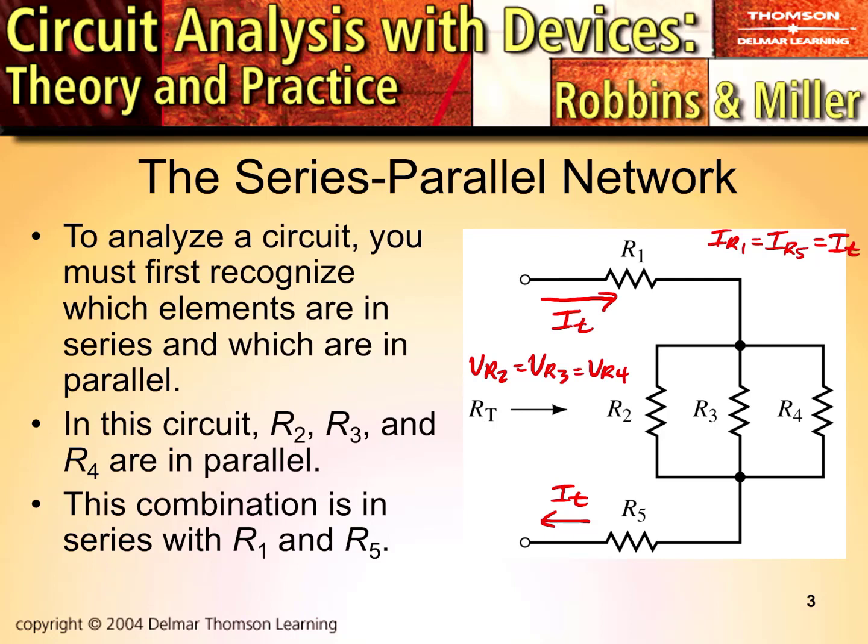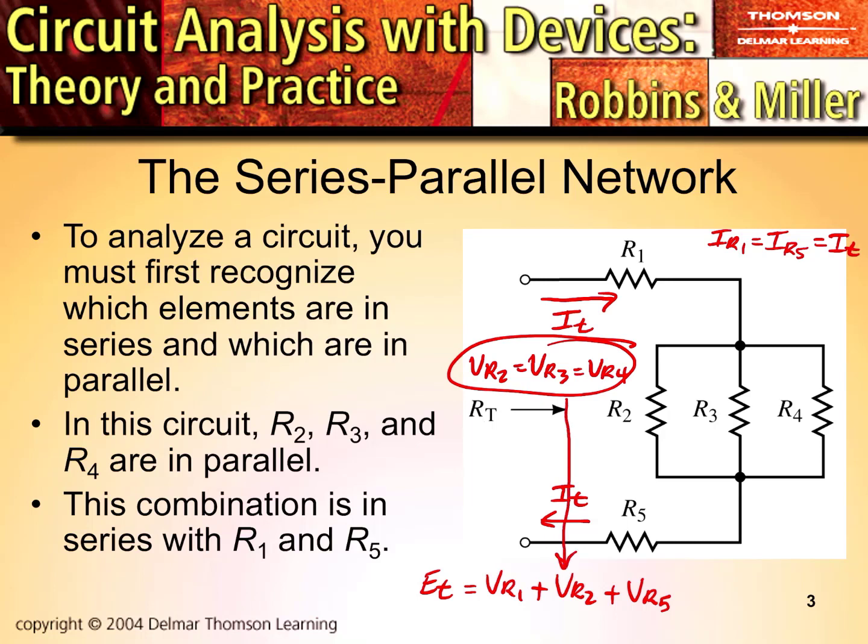Further to that, we can address the voltage division in this whole circuit. If we applied an E total to where we have our total terminals here, E total would have to equal VR1 plus VR2 plus VR5. Realize that because of the statement we've made here, we could substitute VR3 or VR4 for the term VR2 because they're all equal.